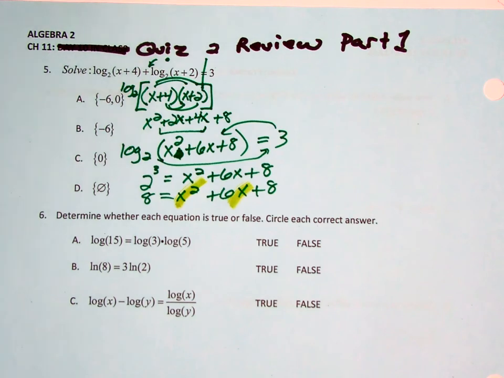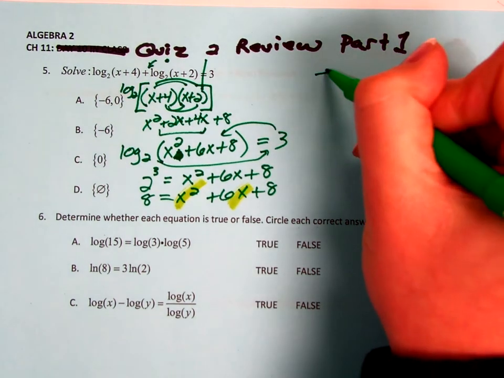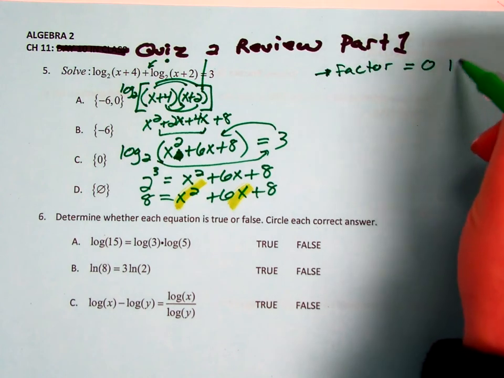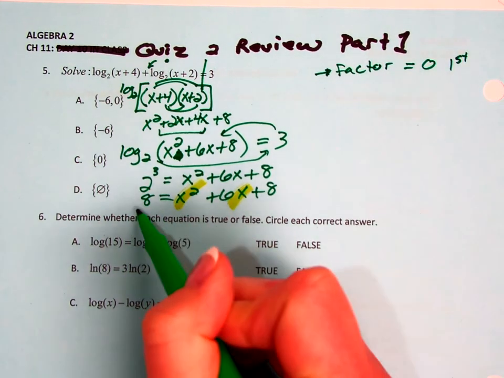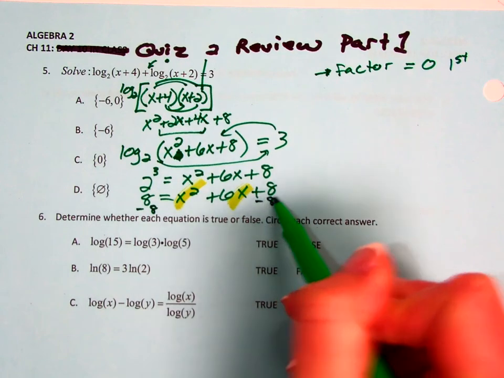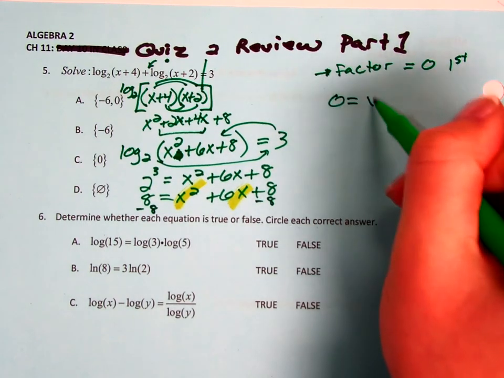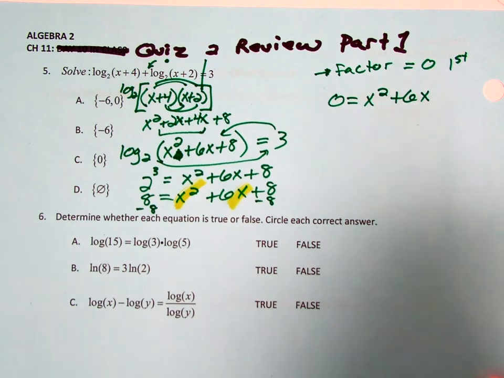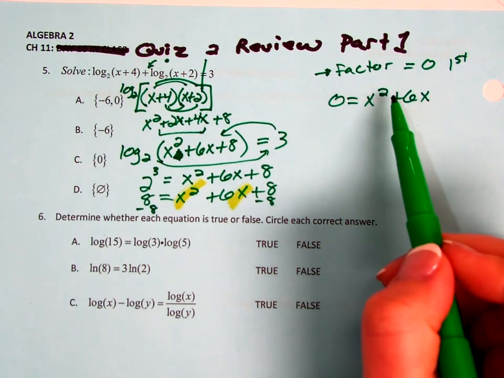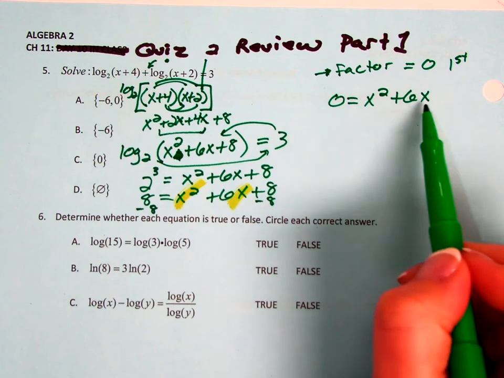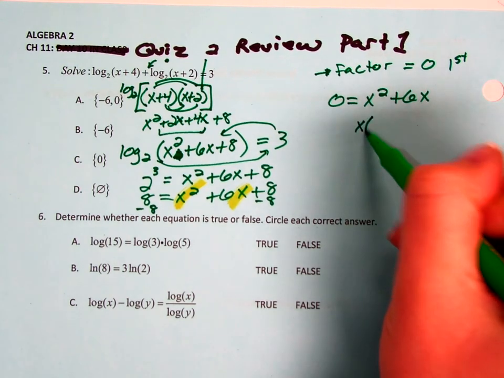So instead, we need to factor. And if we're going to factor, we need to have it equal 0 first. So in order to make this equal 0, we'd get rid of this 8 by subtracting 8 from both sides. So we would have 0 equals x squared plus 6x. Now, with this one, be careful, because remember, every time we factor, we're supposed to look for a GCF first. So in this case, my GCF is x, because there's an x term in both.